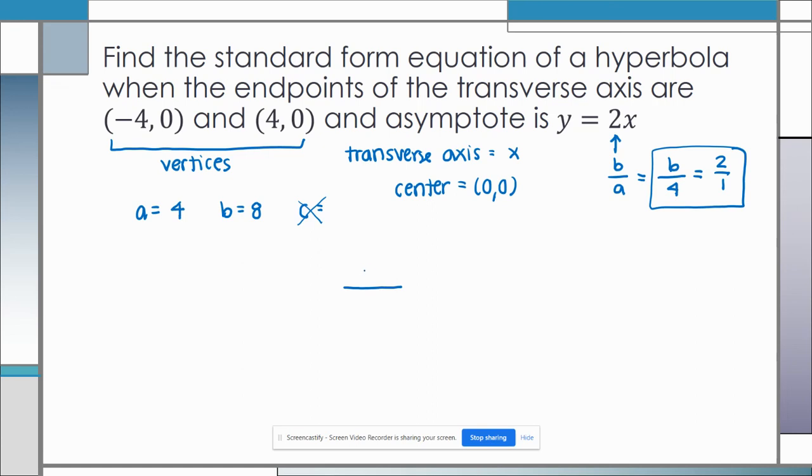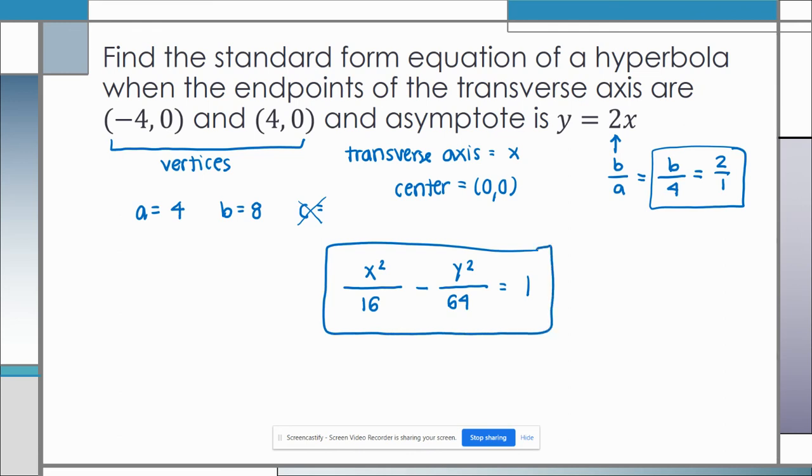And so that's why x squared is going to go first. y squared will go second. a is 4, so square that, and we get 16 underneath the x squared term. b is 8, so square that, and 64 is underneath the y squared. And then, of course, this has to equal 1 to be in standard form equation, and there is our answer.